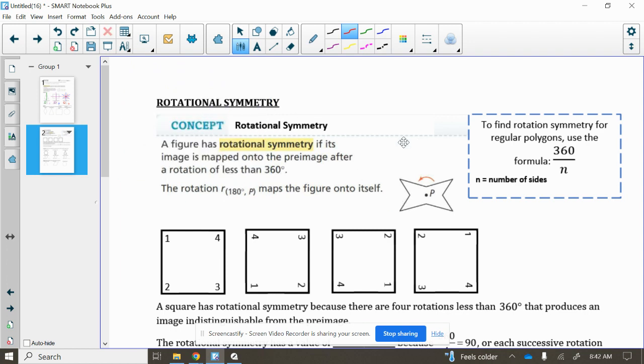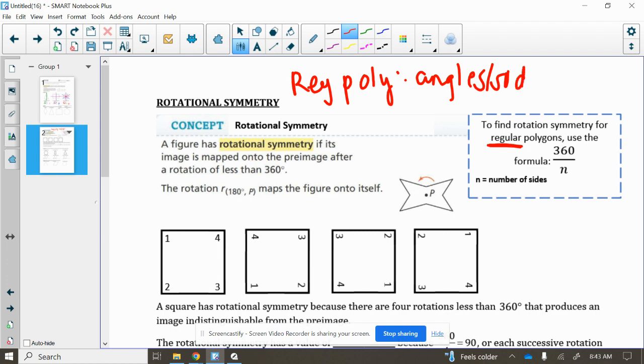Now, again, there's 360 degrees total in a full rotation. So you're kind of thinking about the number of turns that you have. If you divide 360 by the number of turns, in this case, it was able to turn 2 different ways to look like itself. That's where we come up with 180. Now, when you have a regular polygon, and again, what is a regular polygon? Those are polygons with the exact same size angles and sides throughout. So the angles and the sides are all the same size. We call those a regular polygon.